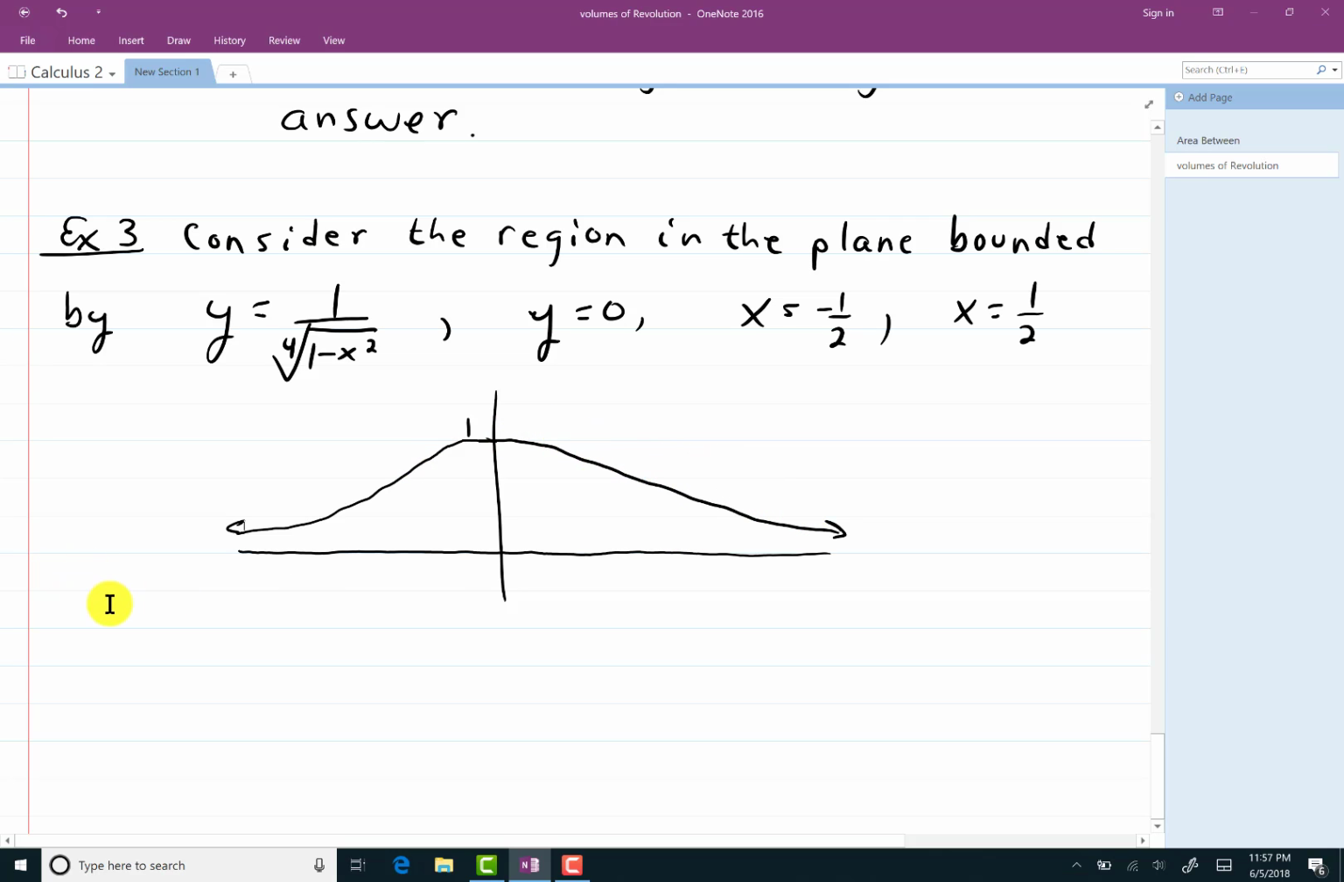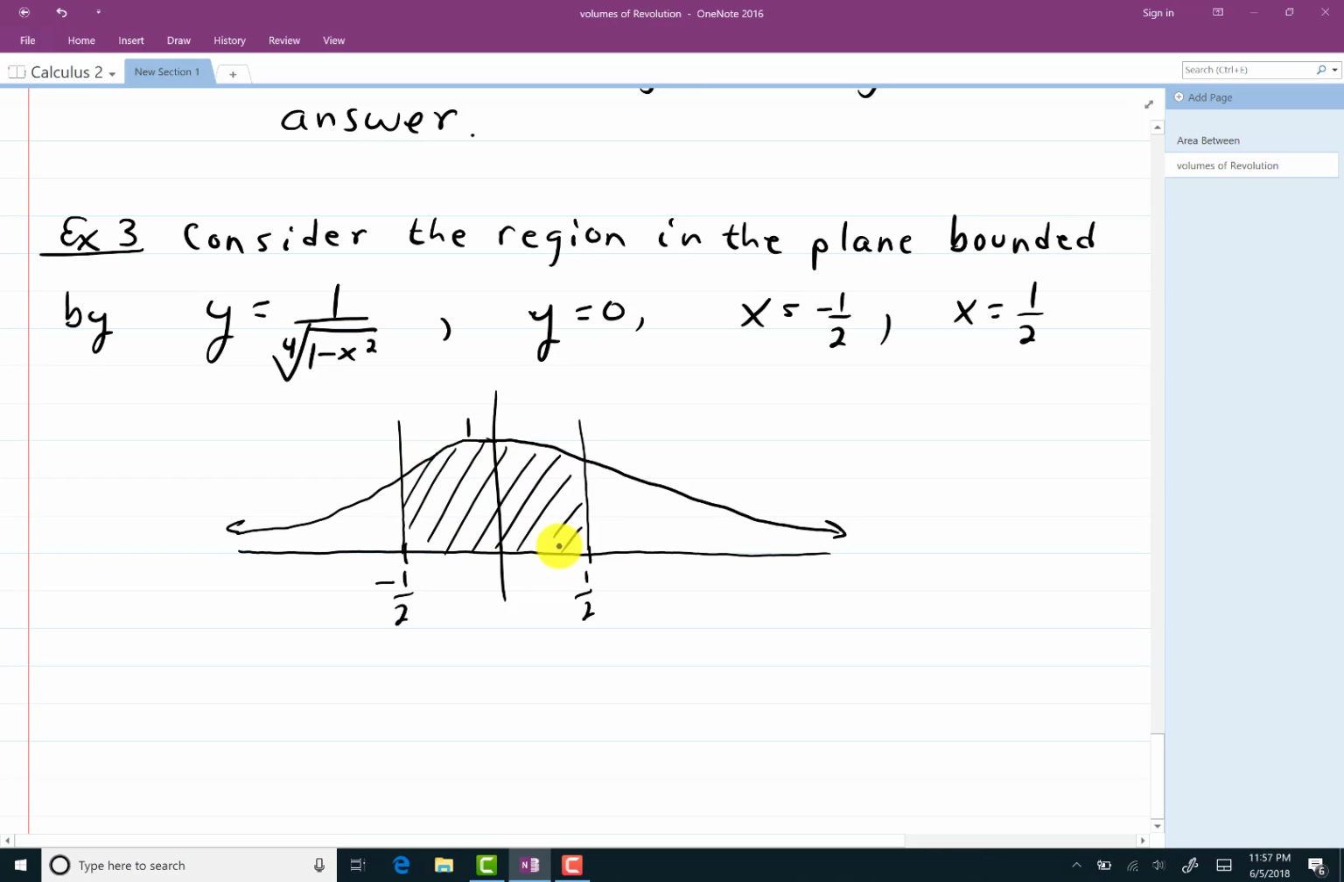Anyways, I am talking about the region in the plane bounded by this curve, y equals 0, which is the x-axis. So far I've got the region between the graph and the x-axis. And then it gives me x equals negative 1/2 and x equals 1/2. So this is the region we're talking about here.